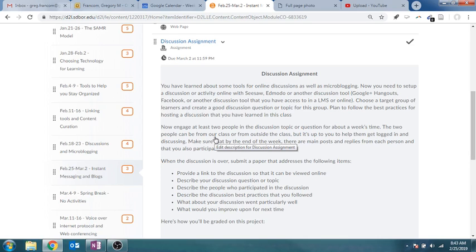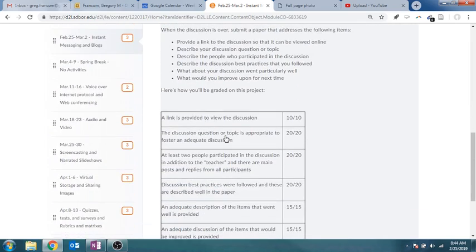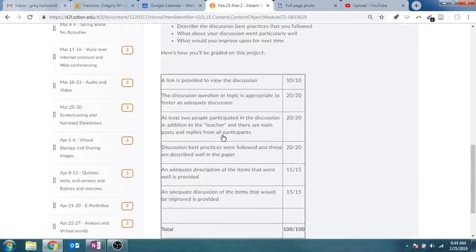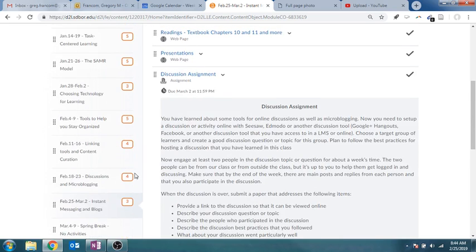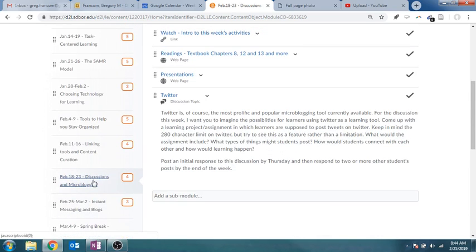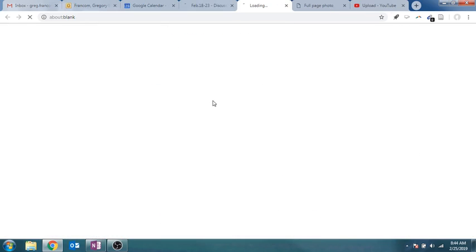And you're going to submit a paper by the end of this week that provides a link to the discussion. Describe your discussion question or topic, people who participated in the discussion, the best practices that you followed, and what about your discussion went particularly well, and what would you improve upon for next time. And so you'll be graded on these things in your project when I get a chance to grade them after you've submitted it.